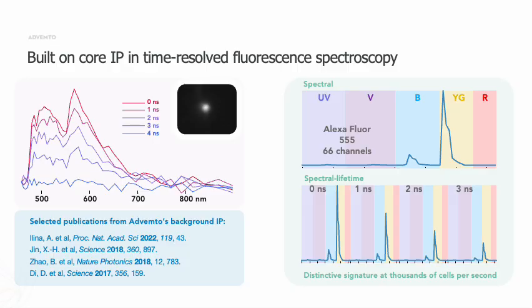Previously, acquiring spectral lifetime data for a single particle would take probably minutes, a non-starter for flow cytometry. But our prototype can collect thousands of these signatures per second for individual beads or cells, and we look forward to sharing our latest at Cyto in Florida.